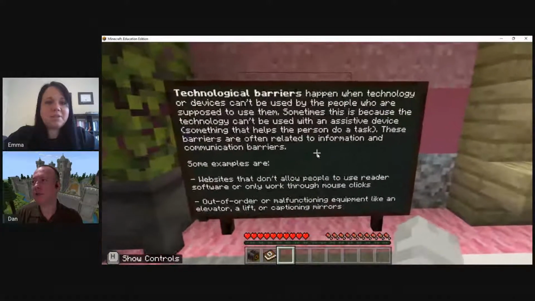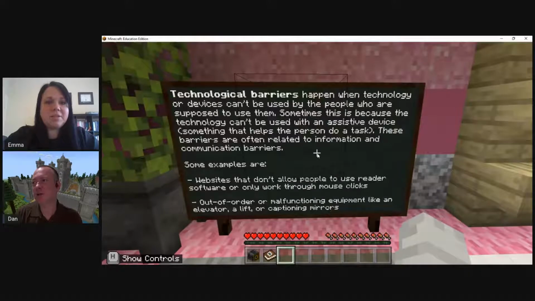And the last one here, technological barriers happen when technology or devices can't be used by the people who are supposed to use them. Sometimes this is because the technology can't be used with an assistive device, and these barriers are often related to information and communication barriers. One of the examples they use here are websites that don't allow people to use reader software or can only work through mouse clicks. And it's also the aesthetics or the way that they've set up the website.